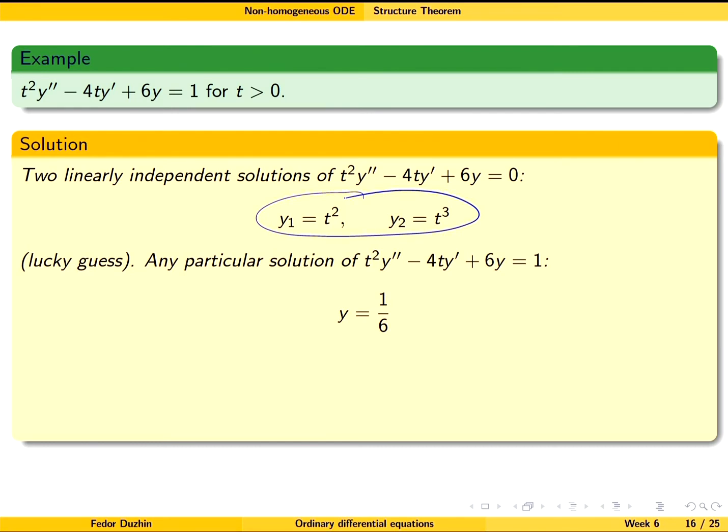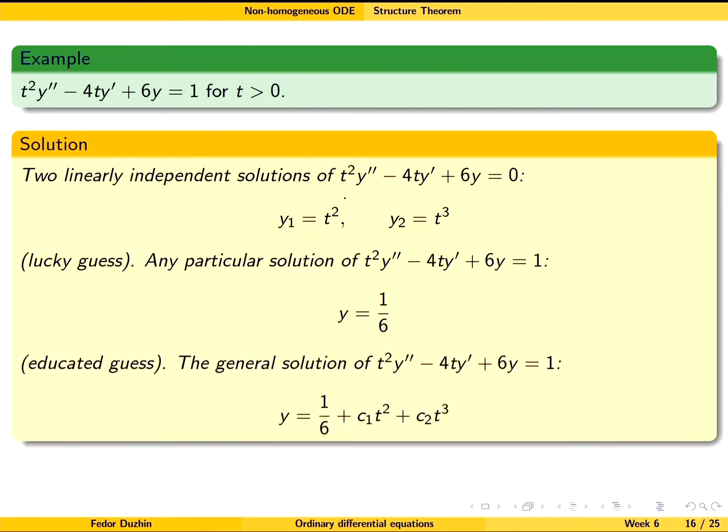then at the same time we can try to guess some particular solution of this differential equation. Since the right hand side is constant, we can try a constant, and we realize that the constant should be 1/6. It is a bit of guessing too, but once we know this information, then the general solution of the non-homogeneous differential equation is just like this: a particular solution of this non-homogeneous equation plus the general solution of the homogeneous equation.